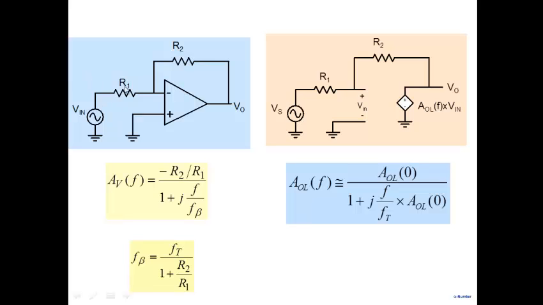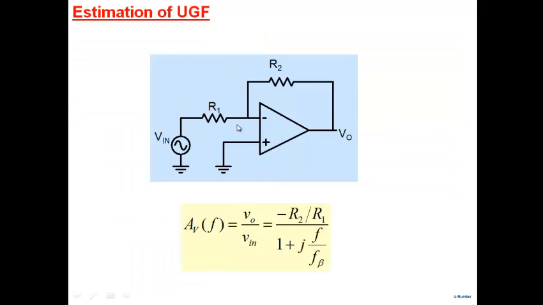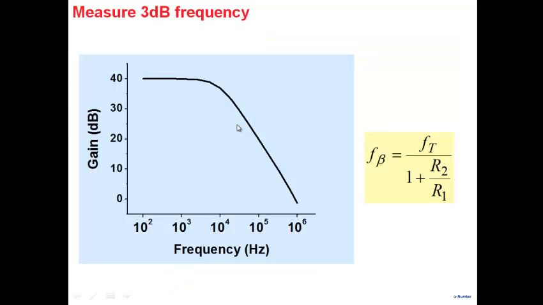You build an amplifier with a gain of 100, you change frequencies, measure the gain, and plot it out, and you get the 3 dB frequency here, F beta. And then we use this relationship to get the unity gain frequency of the op-amp. So that's our way of measuring the unity gain frequency. This is the circuit that we build, and from there we estimate.